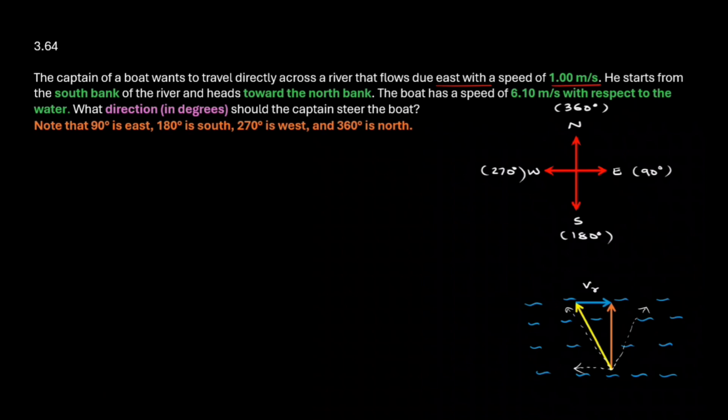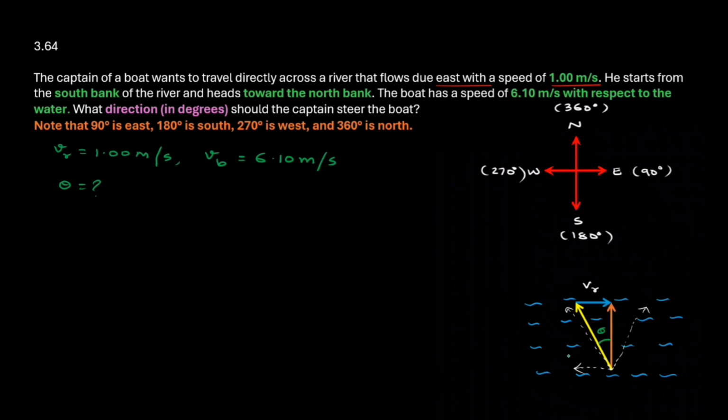Now let us write down the values of these velocities. Velocity of river is 1 meter per second. Velocity of boat in the river is 6.10 meters per second. And this velocity is making an angle theta with respect to the vertical. And we need to find this angle theta because that's the angle we need to steer the boat so that it can go directly from the south bank to the north bank.